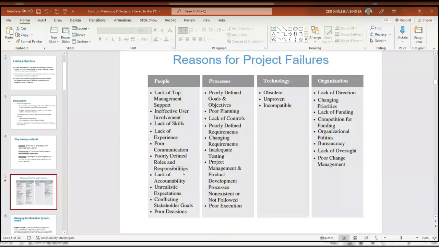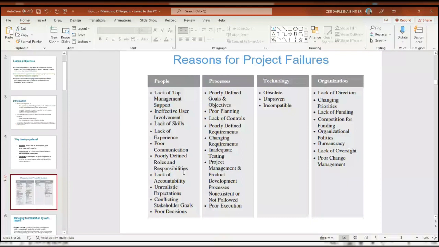Lack of skills, pemahaman kita dari segi how to collect, the procedure how to collect the right way, the techniques, the information gathering process, kita tak ada skill tu, lack of experience. So these are the factors contributing from the people.